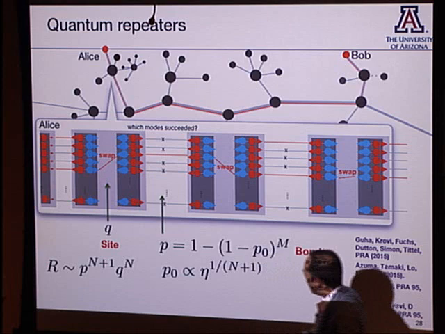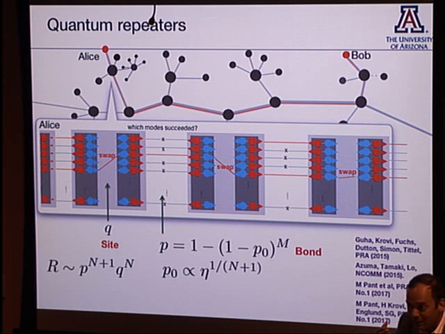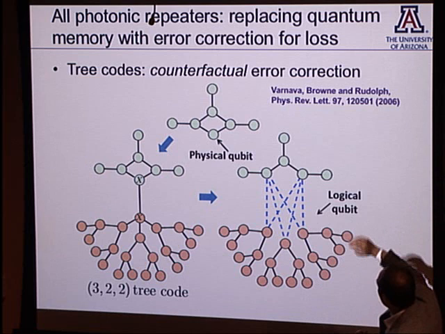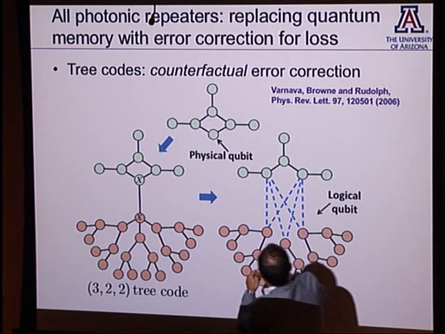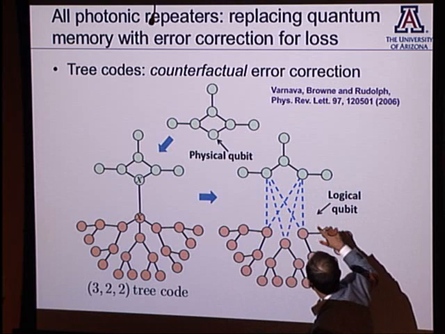So this is the concept behind all-photonic quantum repeaters, where you replace the quantum memory by photonic error correction for loss, quantum error correction for loss in the photon. And this was one paper that addressed that. So we took this particular idea of what are called tree codes, where, let's say this is a cluster and this is the photon you want to protect, you attach this particular tree cluster to that. By attaching, there's a very specific meaning of how you attach it. You create this big cluster. And this logical qubit is now tolerant to some amount of loss on the individual photons.